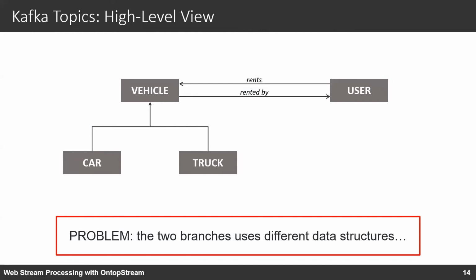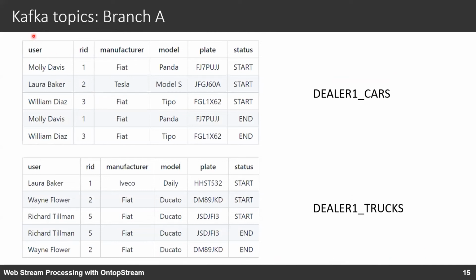So just to see the data structures in more detail, we can have a look at the topics of branch A, where we have two Kafka topics, dealer 1 cars and trucks, where all the vehicle information is stored. So you can see here you have the ride ID, the rental ID, the manufacturer of the rented vehicle, the model, the plate, and the status, which can be start or end. Start when the rental is at the beginning, and end when the vehicle has come back to the rental branch by the customer.